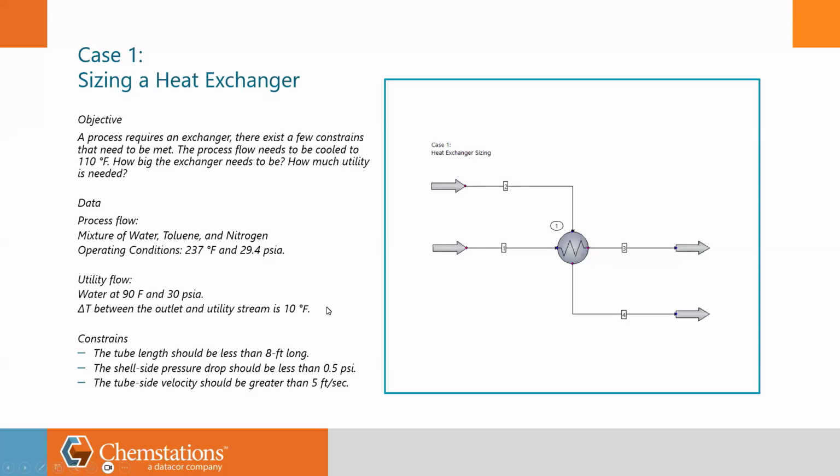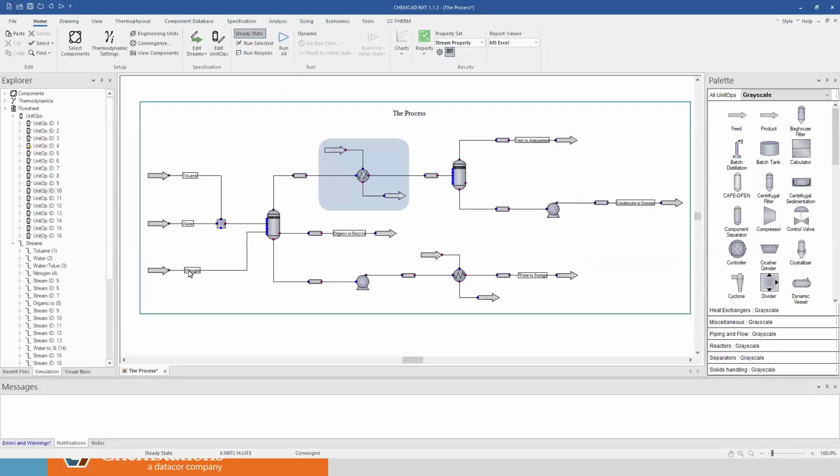Okay, so the constraints we need to match are that the tube length should be less than 8 feet long, the shell side pressure drop should be less than 5.5 psi, and the tube side velocity should be greater than 5 feet per second. So this is a little bit more of the heat exchanger. These are process and this is all related. So how are we going to do this? Okay, so let's go to CC-THERM. This will take us to CC-THERM.